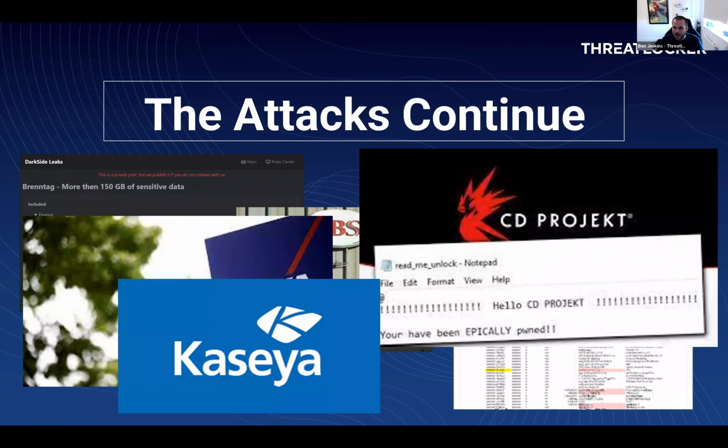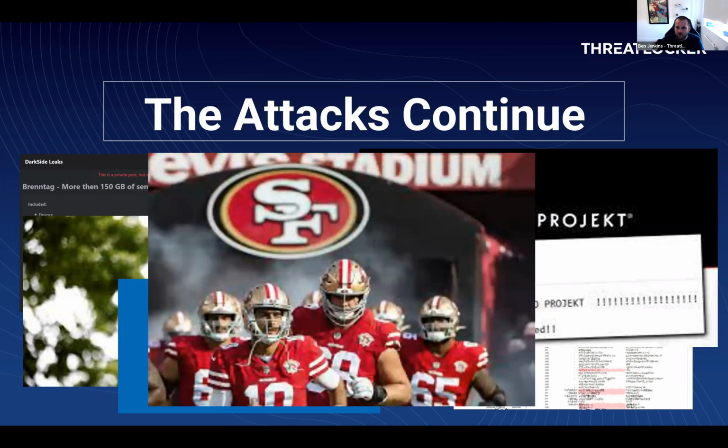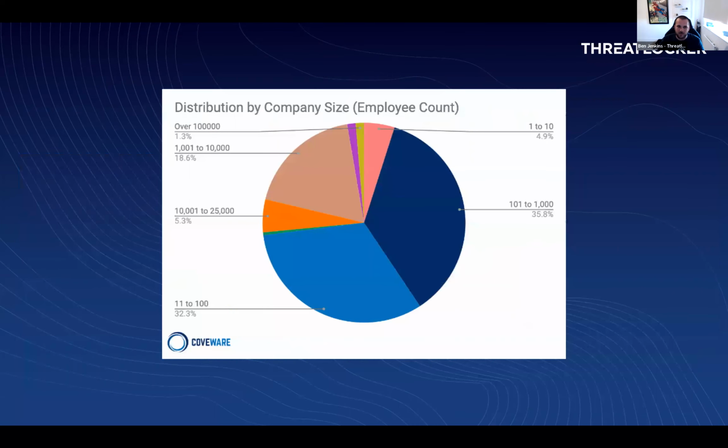You then had Kaseya, a major partner for MSPs. They were hit. And then finally, the San Francisco 49ers. Like, they're going after sports as well now, okay? Like, they are not slowing down when it comes to these attacks.